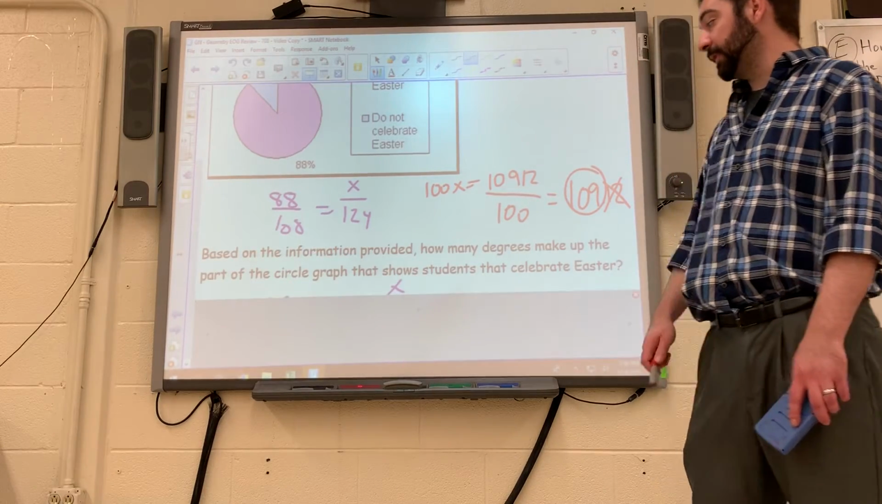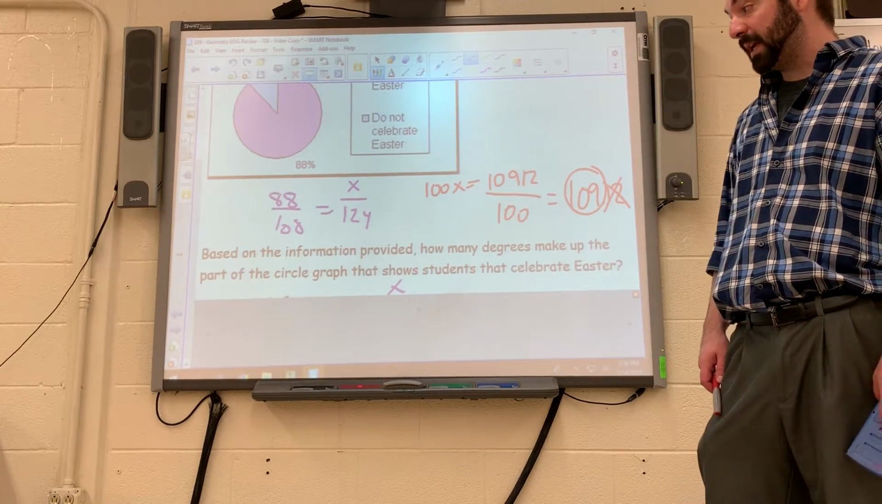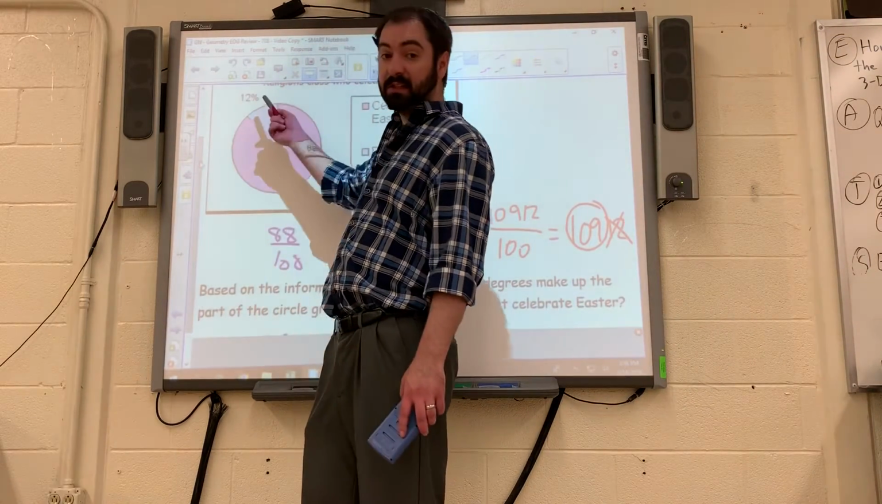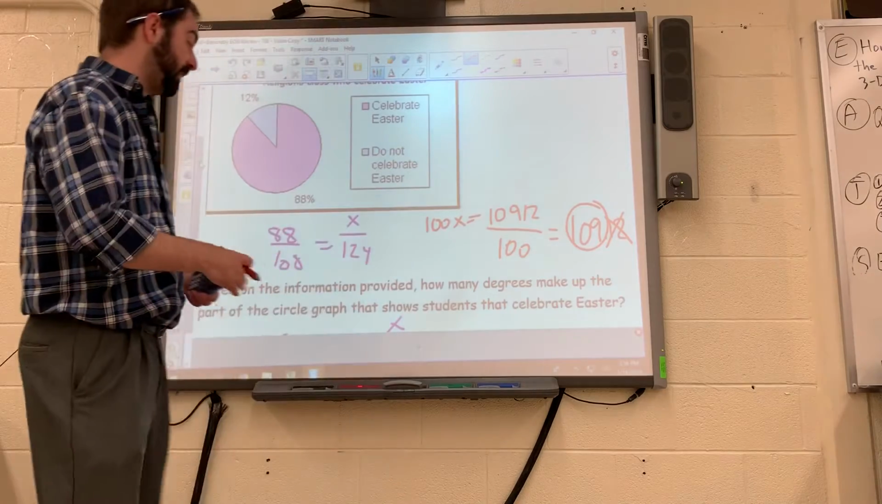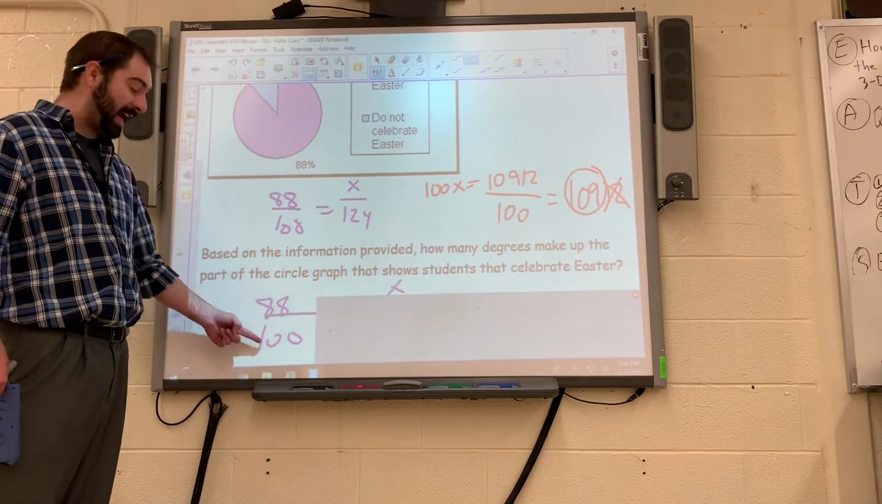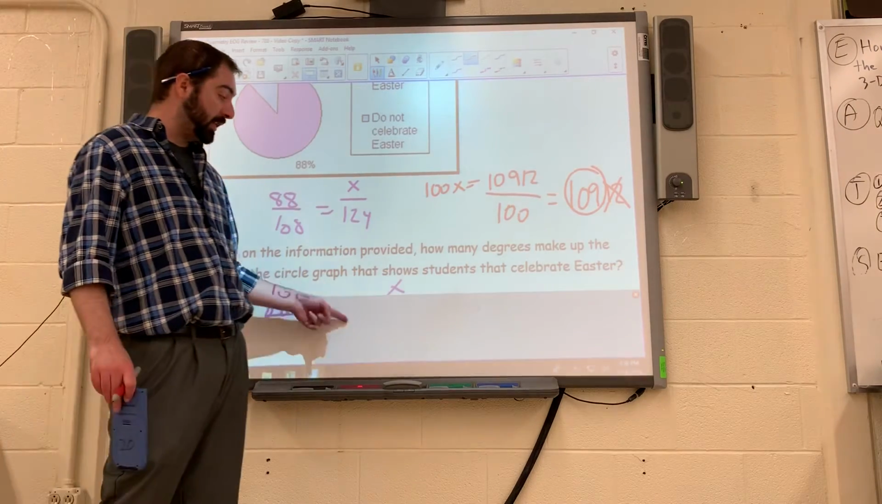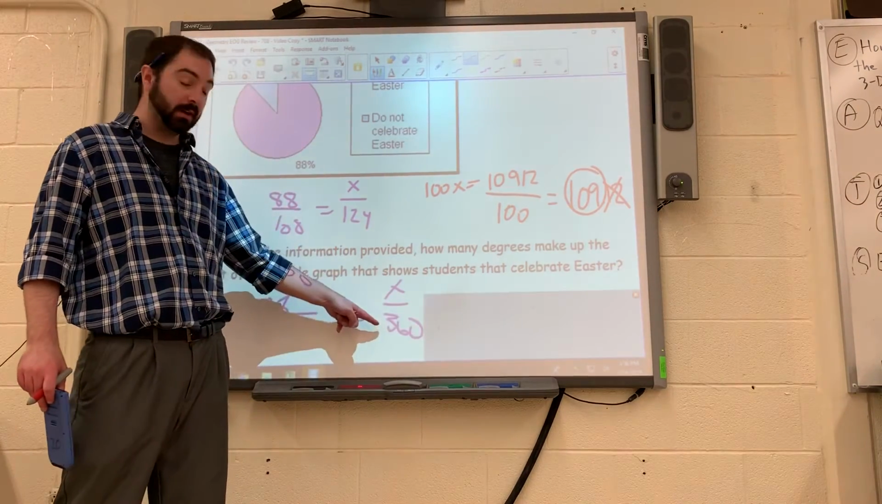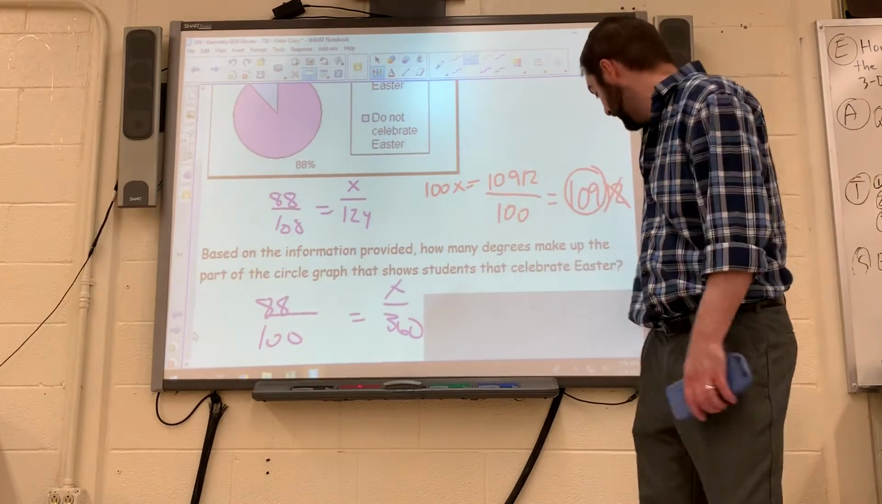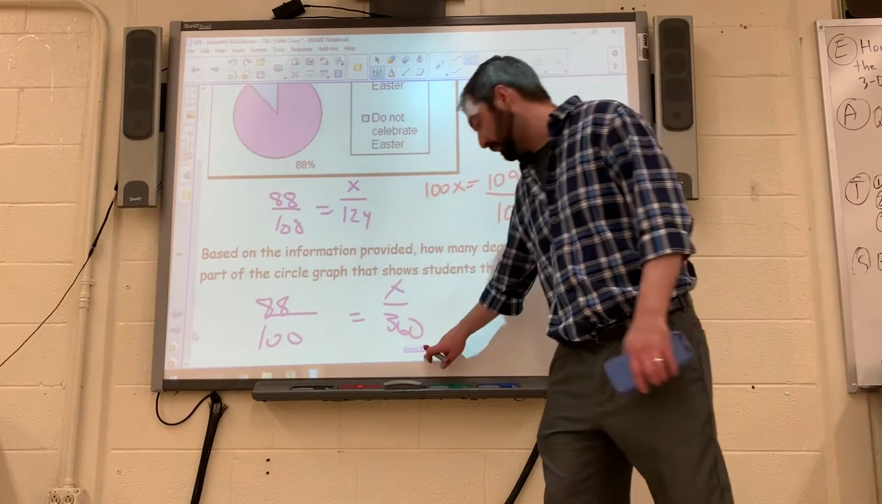Second question, based on the information, how many degrees would make up that part of the circle? Again, we know that there's a total of 360 degrees in this graph. We'd have to find out some information from there. So again, I know that 88 out of 100%. I know that circles are measured in 360 degrees, but again, I do not know how many degrees that would be. So again, I'm going to have to cross multiply.